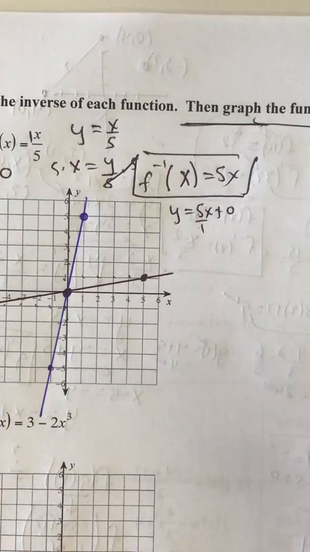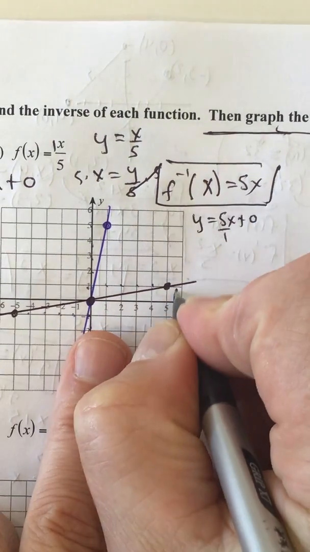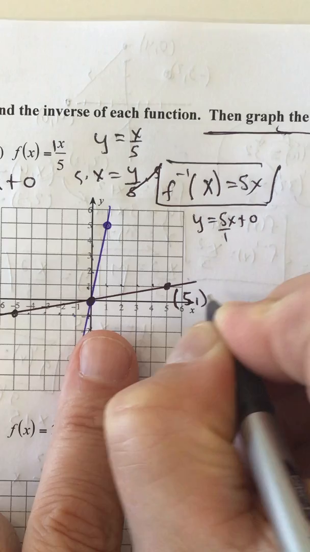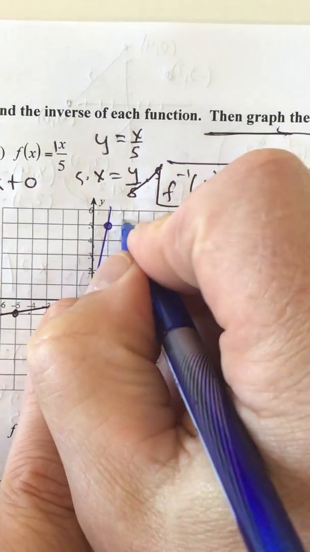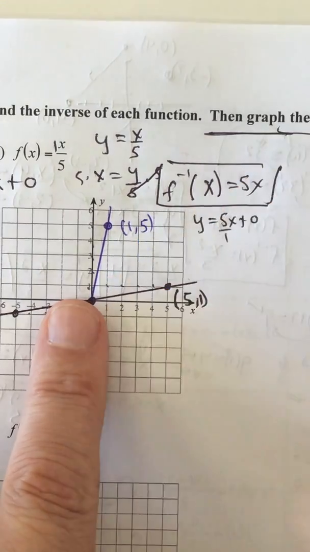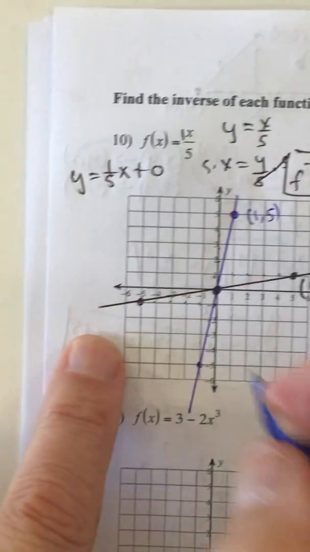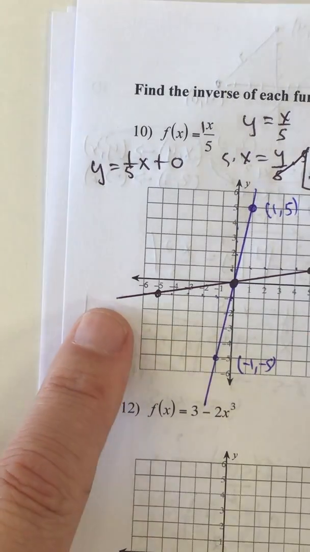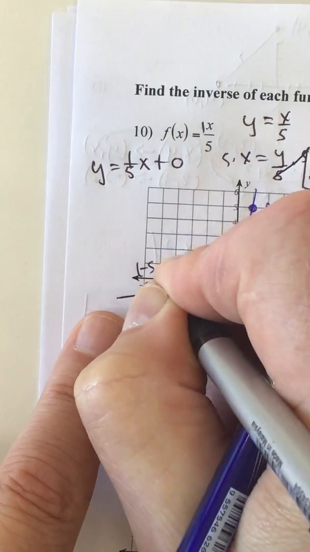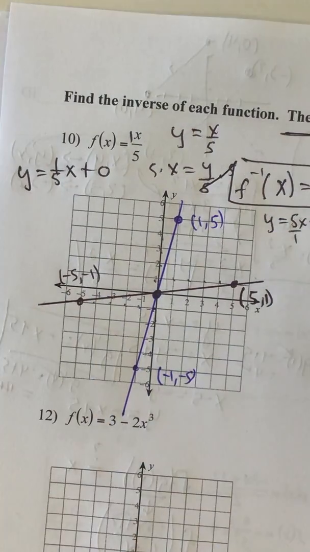Now remember what I said. See, in black, this point was at 5, 1. And in blue, this point is 1, 5. Sure enough, the x and the y's are in different spots. And here the blue is at -1, -5. And in black, it's at -5, -1. Sure enough, the x and y's are different.